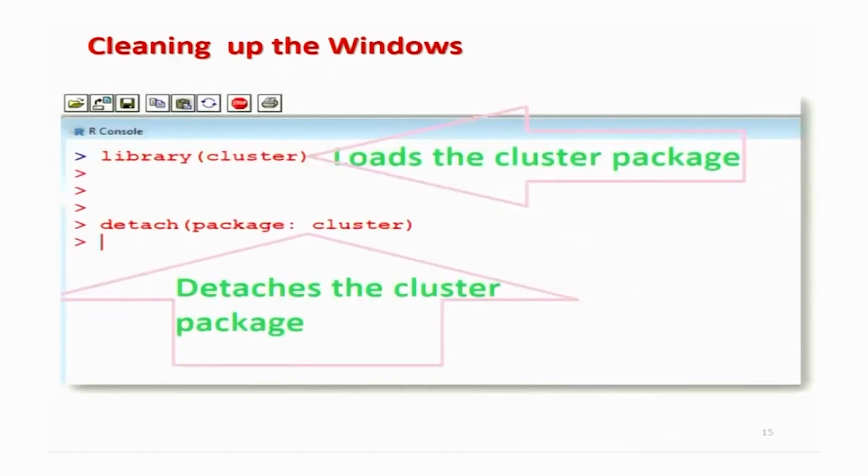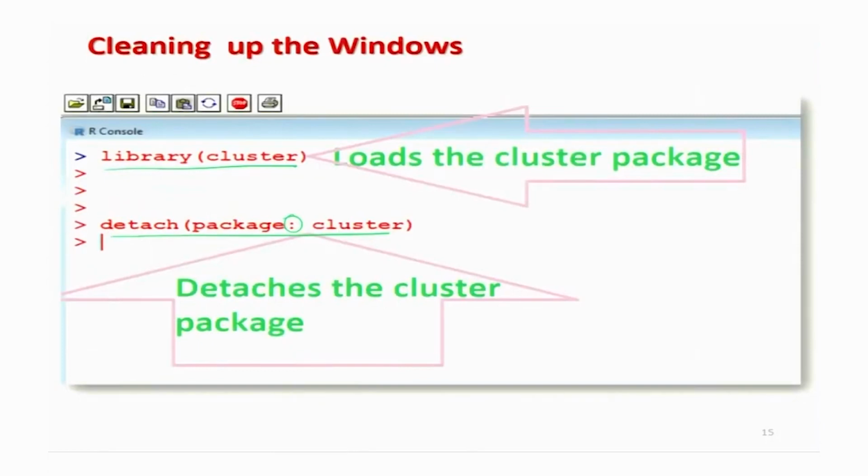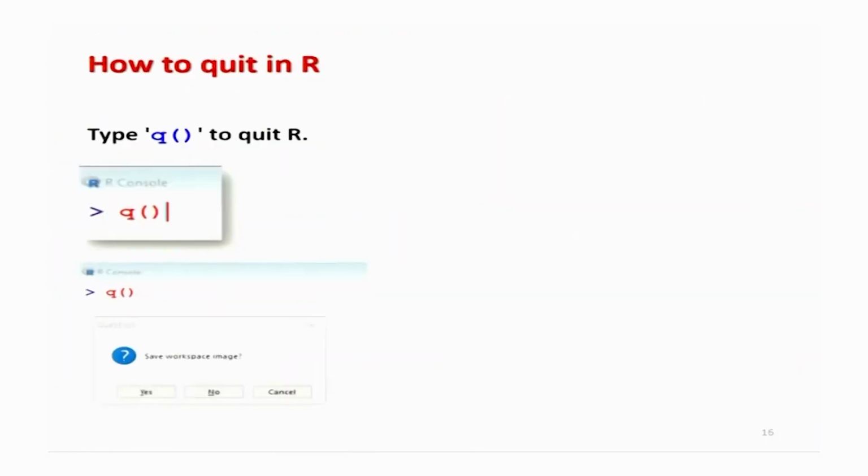So, for example, I can show you here, suppose I try to load a package using the command library(cluster). This will load the cluster package, and then if I write detach(package:cluster), it will remove the package from the library, from the search path. And then in case you try to use it again, it will say that this is not available.